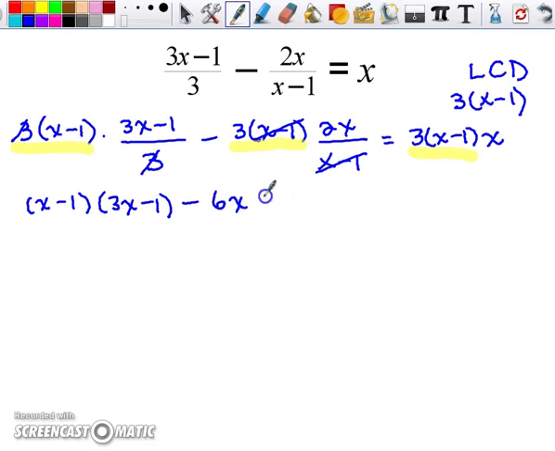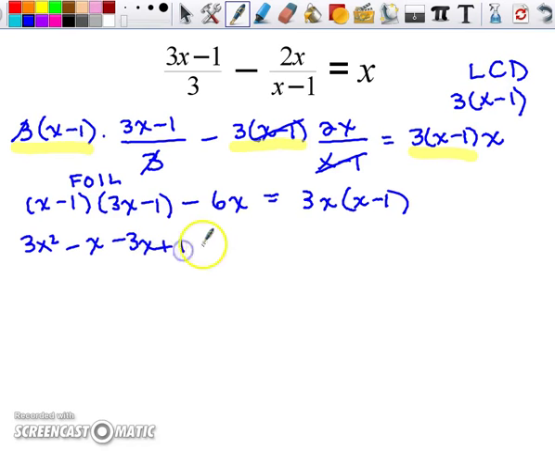Over here we have nothing that can divide out, so we're going to be left with 3 and the x multiplied together to get 3x times x minus 1. We can do one more round of simplifying for this next one. We're going to use my favorite F acronym, FOIL. We get 3x squared minus x minus 3x plus 1 minus 6x equal to 3x squared minus 3x. Let's combine some like terms here. Looks like we have this guy and this guy as our like terms on this side, so let's get them all together.